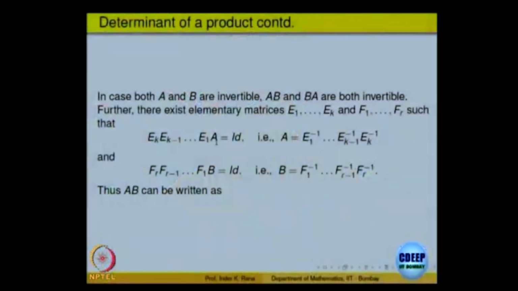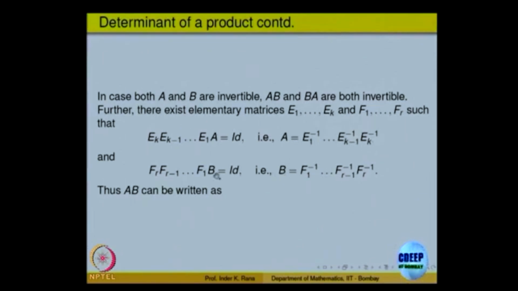So that is okay. So let us write, if A is invertible, its reduced row echelon form must be identity. So there will be some elementary matrices E1, E2, up to Ek, so that their product with A is equal to identity. So what will A be equal to? I can take them to the other side as inverses. So A is equal to E1 inverse up to Ek inverse.